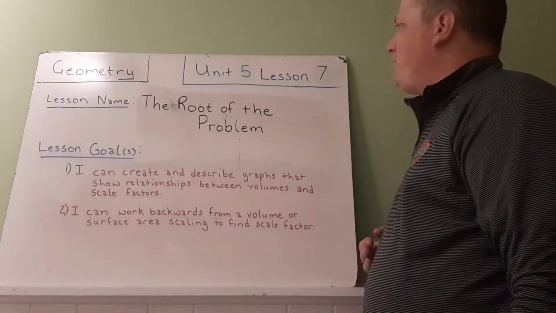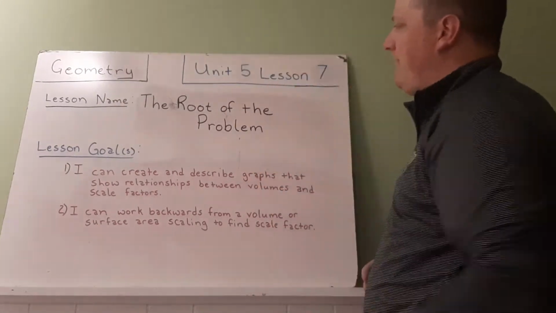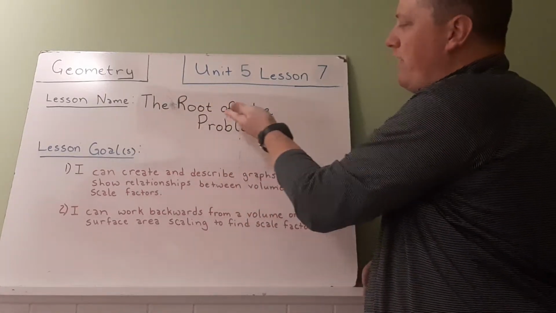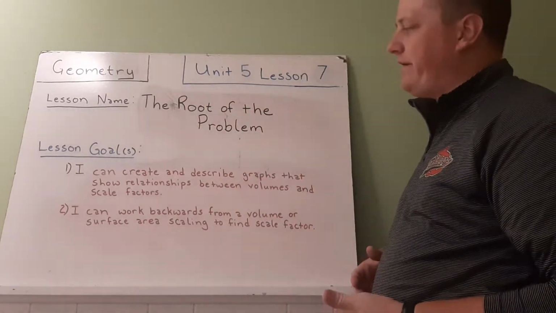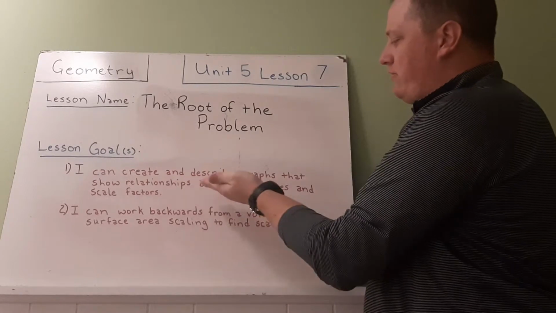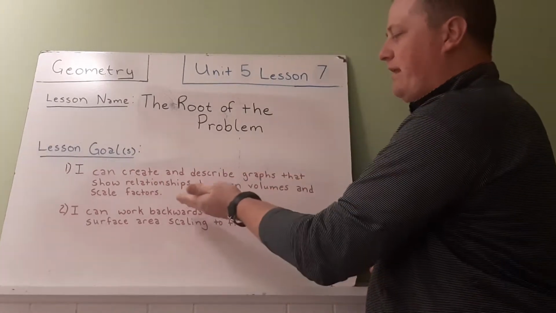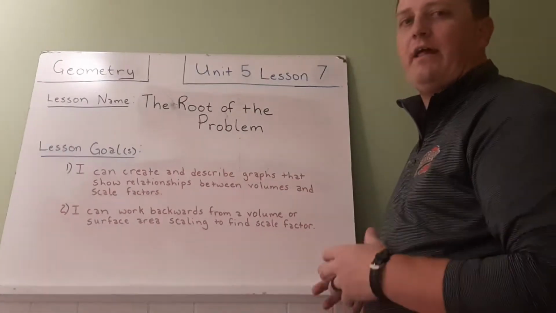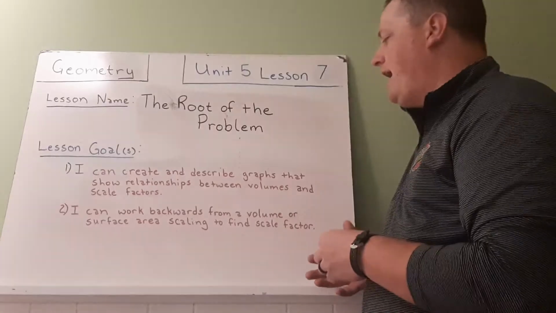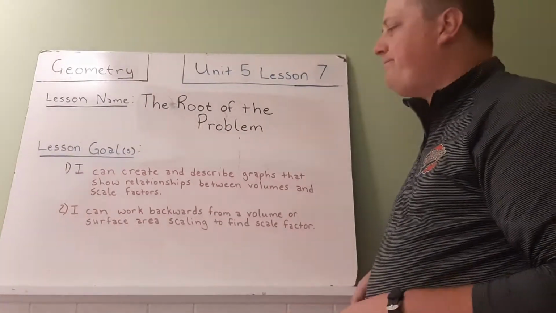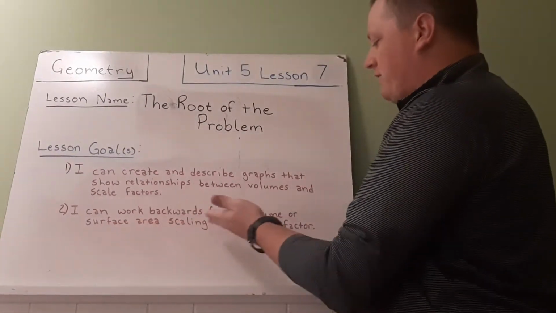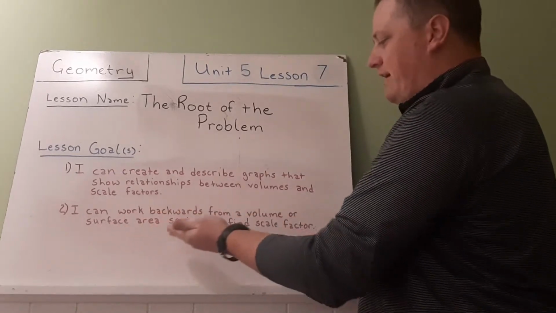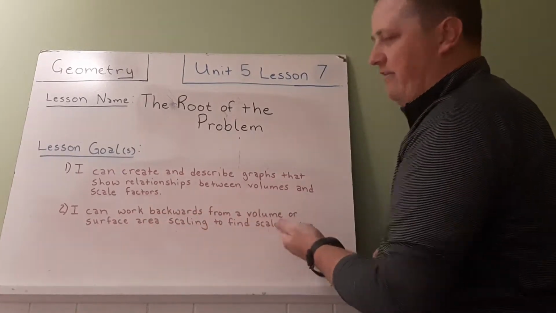All right, geometry students, let's look at Unit 5, Lesson 7, the root of the problem. Our goals here are: I can create and describe graphs that show relationships between volumes and scale factors. So what we're going to be looking at is the type of graph that connects our scale factor and the volume of a shape. I can work backwards from a volume or surface area scaling to find scale factor.